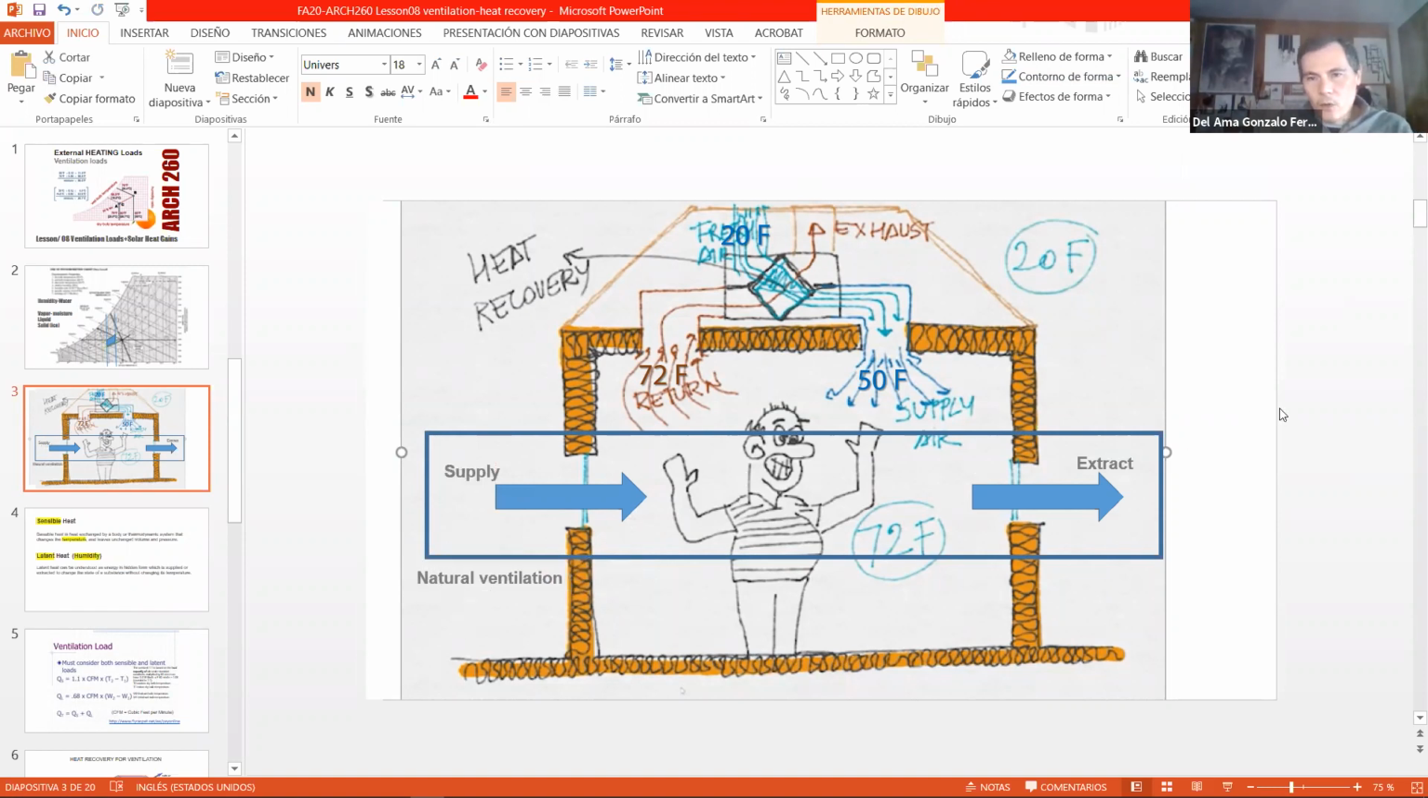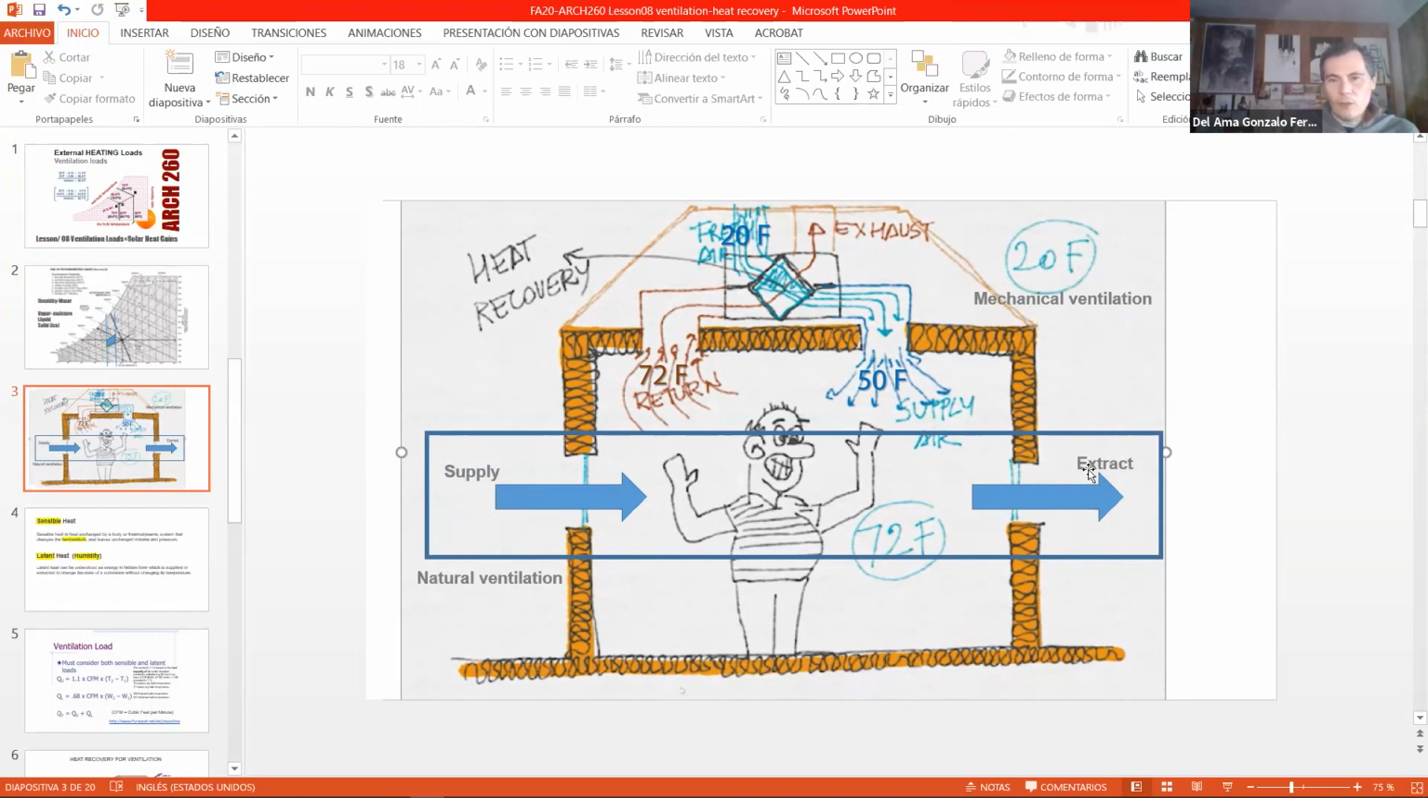Or if we use a device to force the air supply and the air extraction, we will have mechanical ventilation. We can have a hybrid ventilation if we have, for example, a natural supply, if we open a window for air supply, and then we have an extractor that extracts air. But we can divide ventilation into natural ventilation and mechanical ventilation.